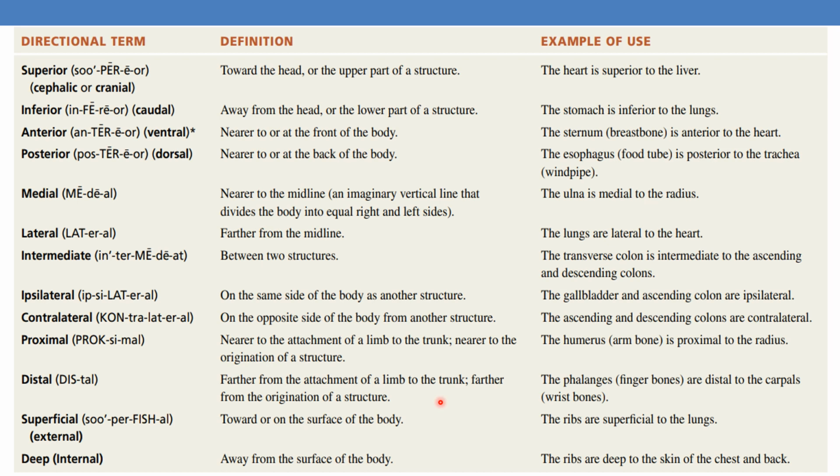The next is distal, farther from the attachment of a limb to the trunk. Distal means farther from the attachment of a limb to the trunk or farther from the origination of a structure. Example: the phalanges, that is finger bones, are distal to the carpals, that are wrist bones.